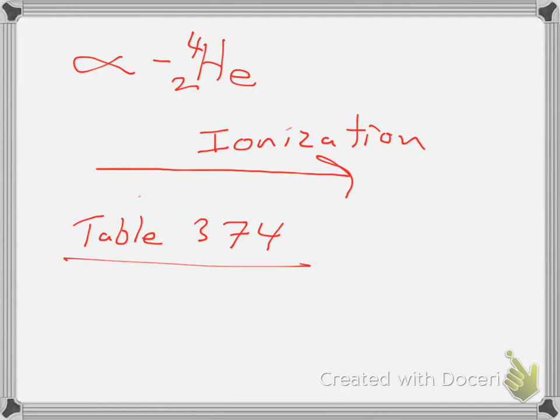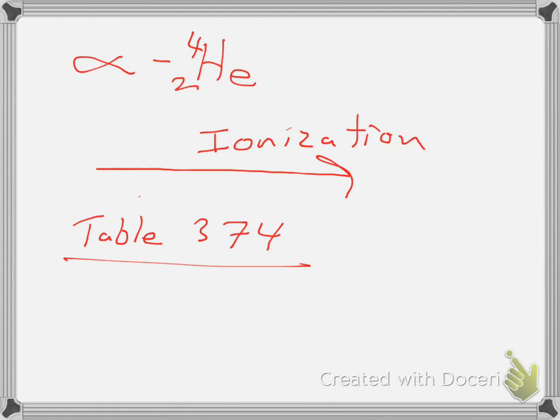Now, if this has the ability to rip off electrons, then what about the other two? They also have the ability to knock electrons loose and create ions. The beta particle would be next in order of ionization, and then finally the gamma particle would be the least.